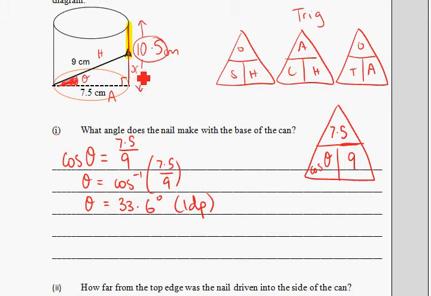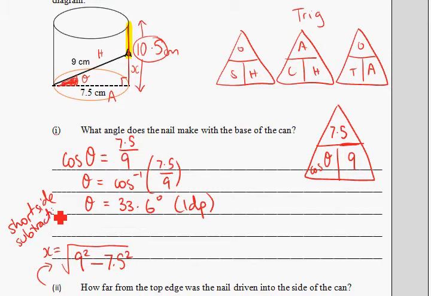So if we're finding x, we could use SOH CAH TOA again. We could in fact also use Pythagoras' theorem because we've got two sides and we want to find the third. The third side is a short side. We've got the hypotenuse. So if I'm using Pythagoras' theorem, x would equal the square root of the longest side squared minus the other short side, because I'm looking for a short side. And when I look for a short side, Pythagoras' theorem needs subtraction.